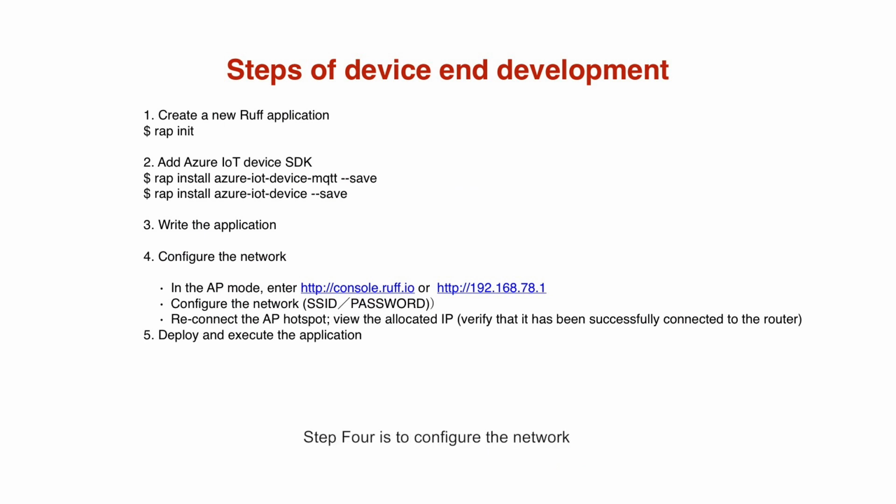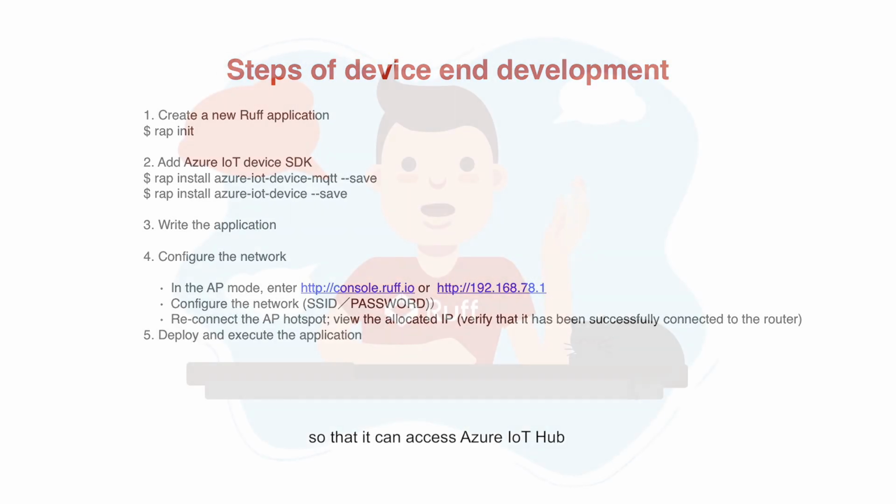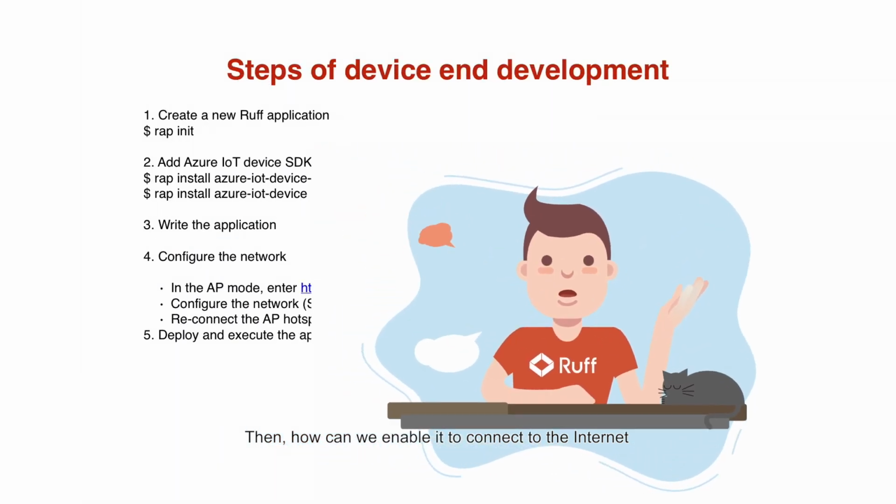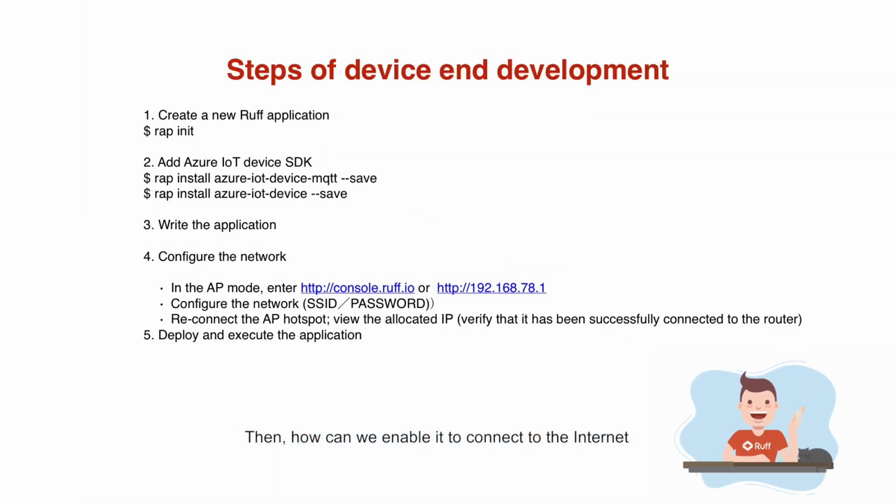Step 4 is to configure the network, since throughout the execution of the entire case, we need to ensure that the development board is available for connection to the internet, so that it can access Azure IoT Hub. Then, how can we enable it to connect to the internet? It should be set up with Wi-Fi. Here are the specific procedures.